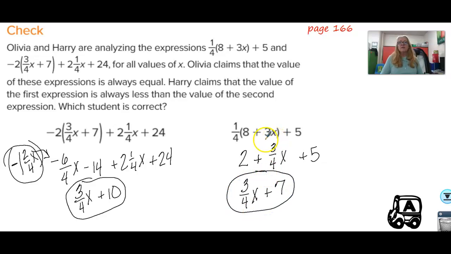All right. Olivia said that they would always be equal. Clearly, they're not equal. Harry says the value of the first one is always less than the value of the second one. Oh, I have them backwards. This is the first one, and this is the second one. I didn't put them in order. Okay, he says the value of the first one is always going to be 3 less than the second one. Harry is right, because this one is only adding 7 and this one is adding 10. So Harry wins. Okay.